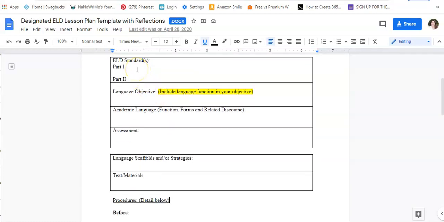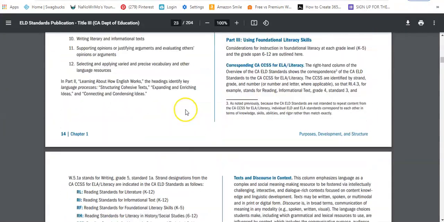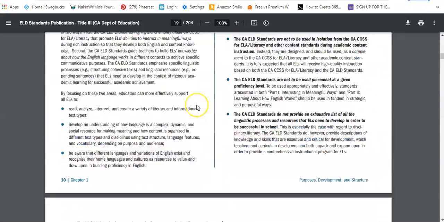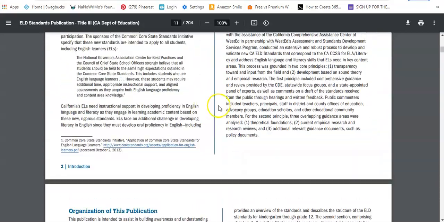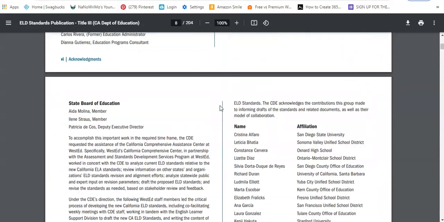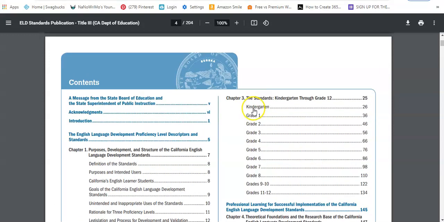You'll need to identify two ELD standards, one from part 1 and one from part 2. So if we go back to the framework, I'm just going to go to a grade level very quickly. Back to the table of contents. I could have scrolled the other way and gotten to the standards before. All right, here we are. So let's just go to kindergarten.